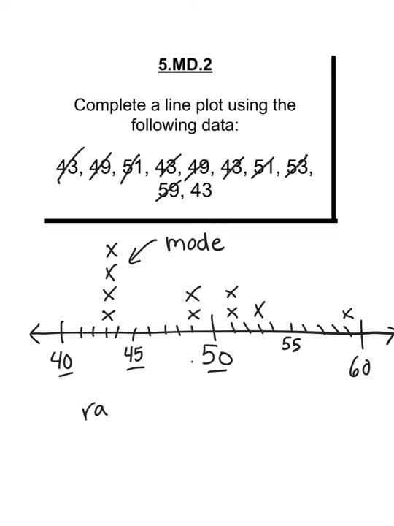Our range is our smallest piece of data to our highest. Our smallest piece of data is 43, not 40. Sometimes people get confused. I don't have any data above my 40, so I don't include that in my range. 43 to 59, that's my range. And then I have one outlier, which is like a piece of surprising data that seems like it doesn't really belong with the rest, and that's my 59.